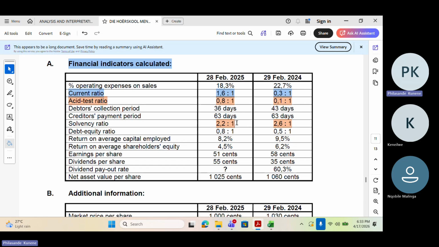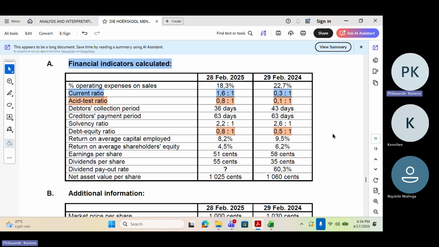We need to be careful now when it comes to solvency ratio, because what if next year we're having something about 1.9 to 1, or maybe it keeps on going down, right? It keeps on declining up until it is less than the liability. Then it becomes a problem. Debt equity ratio, 0.5 to 1, 0.8 to 1. What about this one? Is this one an improvement or a decline?